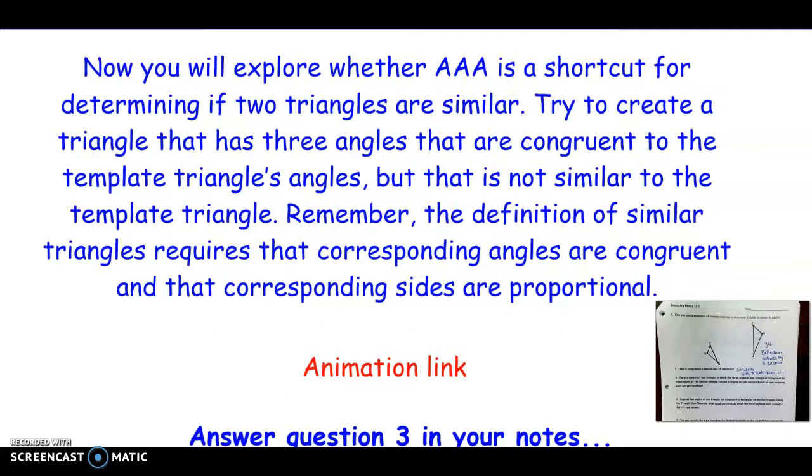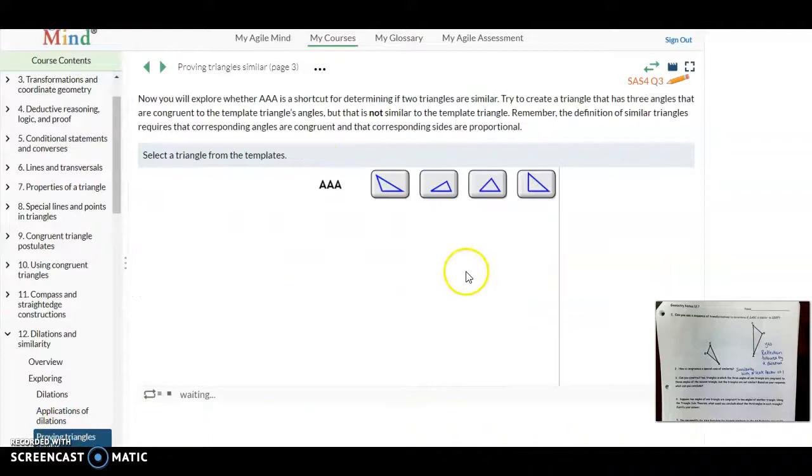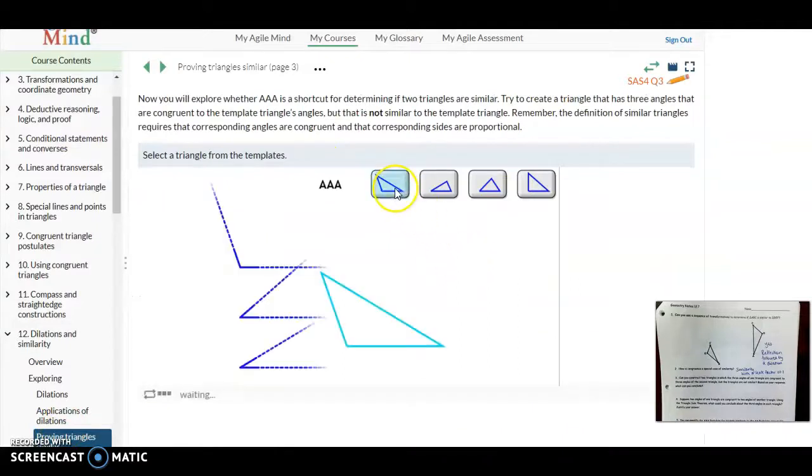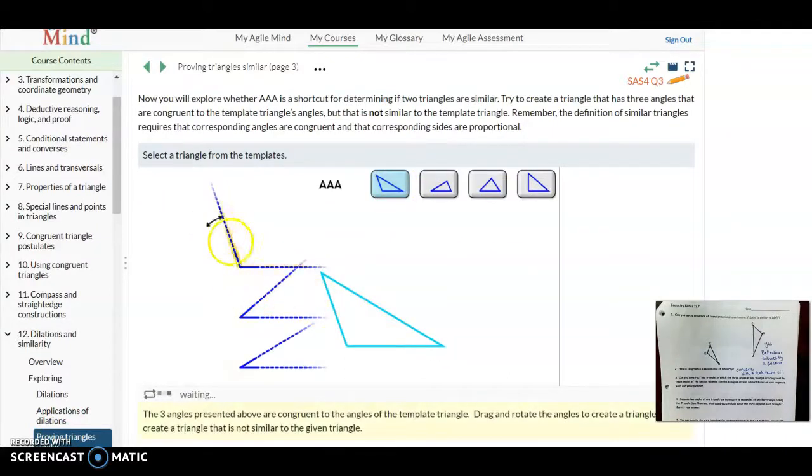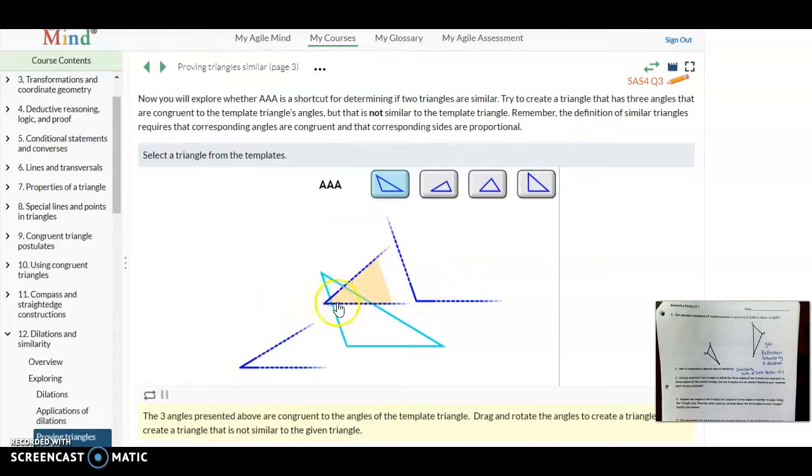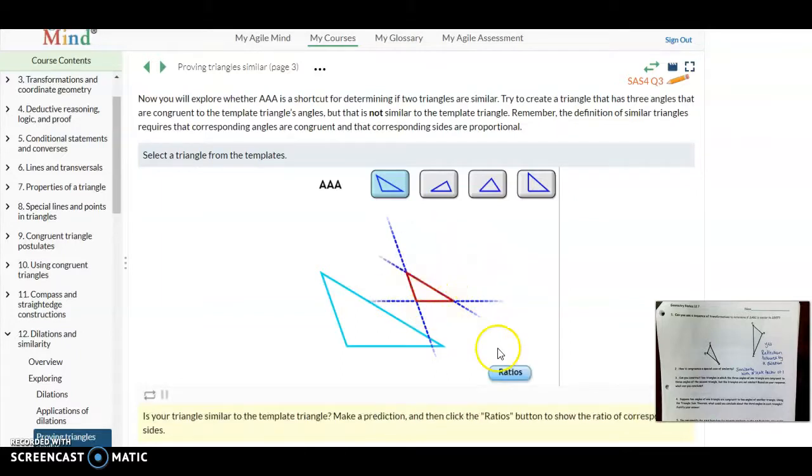So in our next animation, as we did with congruence, we're going to be given a triangle, and we're going to be given the 3 angles as being congruent. And so I'm not trying to, remember, make a congruent triangle. I'm trying to see if I use the same 3 angles that the given triangle has, do I make a triangle that is similar to the one that is given?